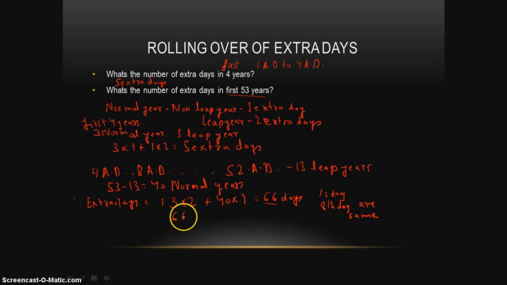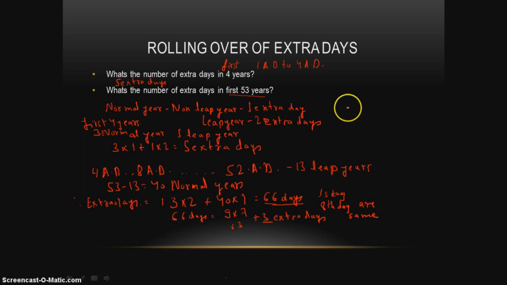Similarly, for 66 days, we'll do it like this. 66 is something like this: 9 into 7, which is 63, plus 3. So it's not 66 days, but only 3 extra days. That is, after the count of 7, days get rolled over. That is, extra days get rolled over. So 66 days means 3 extra days.